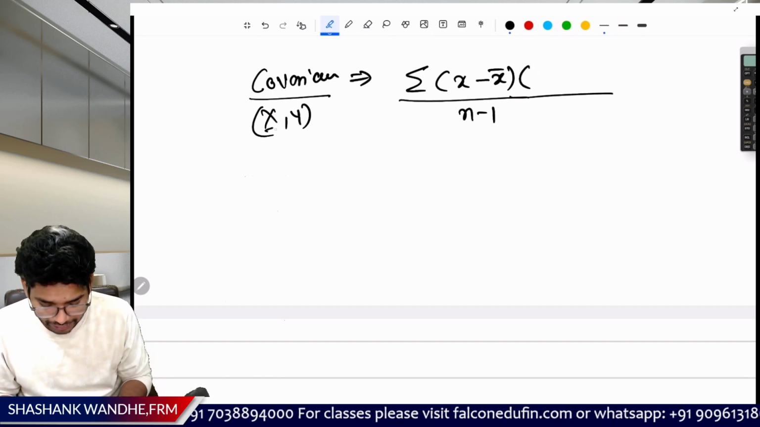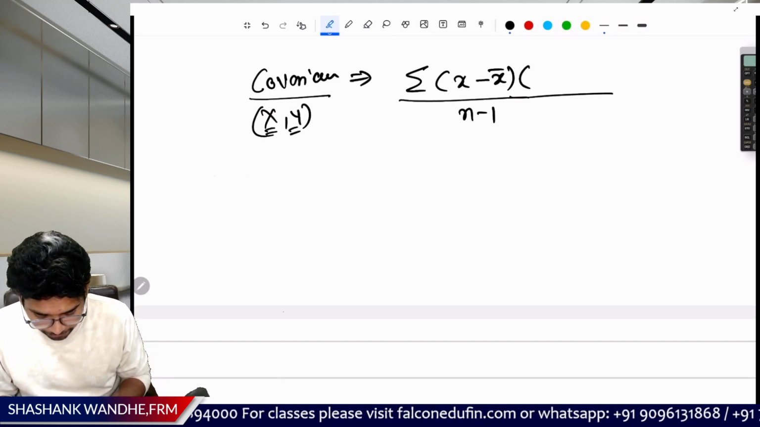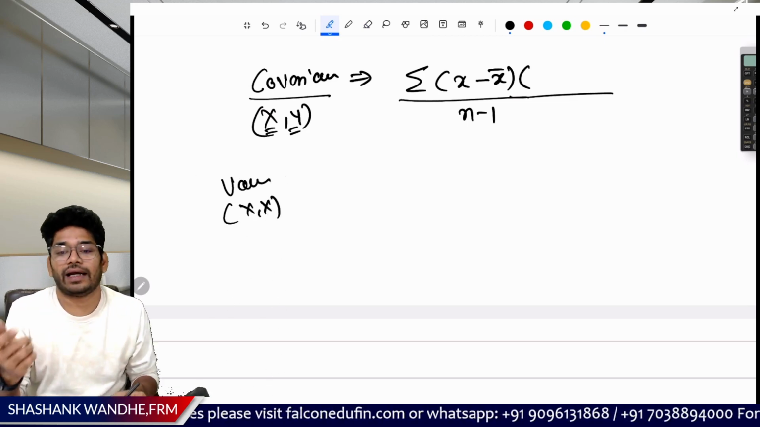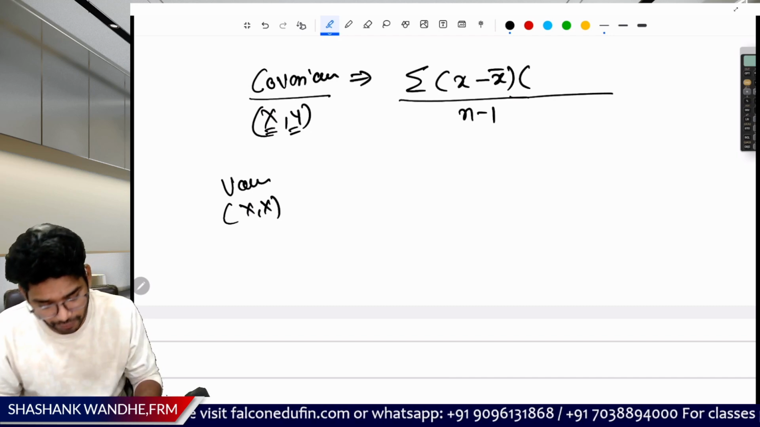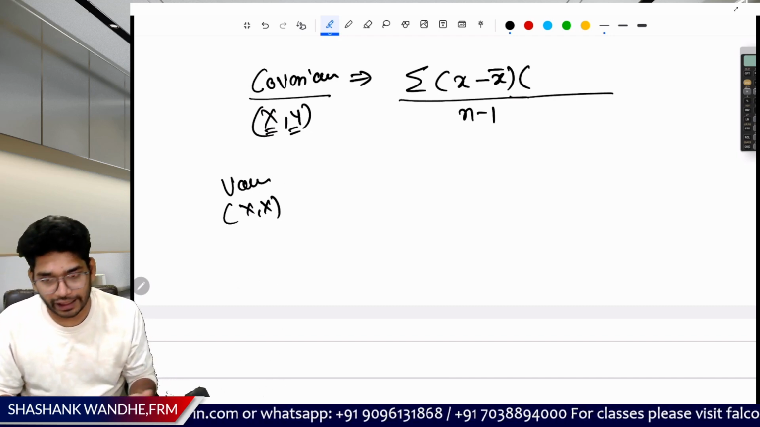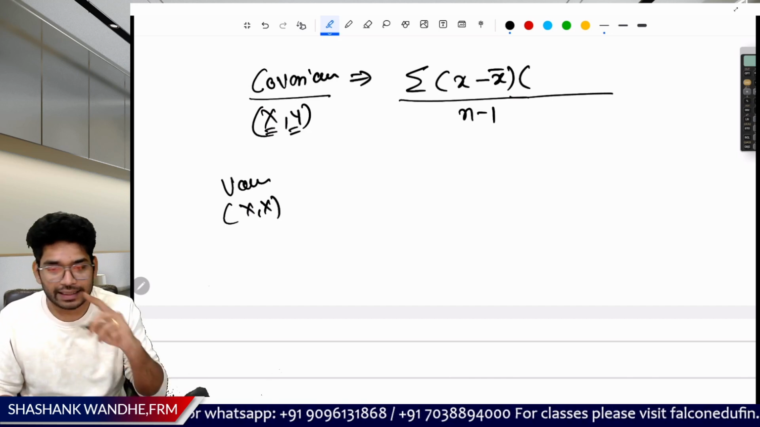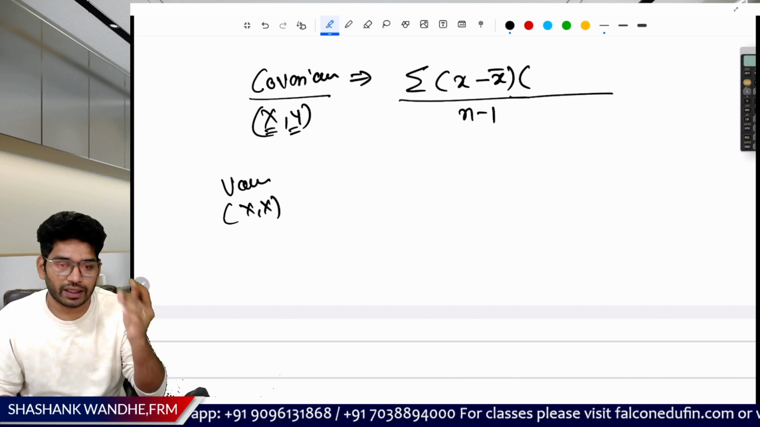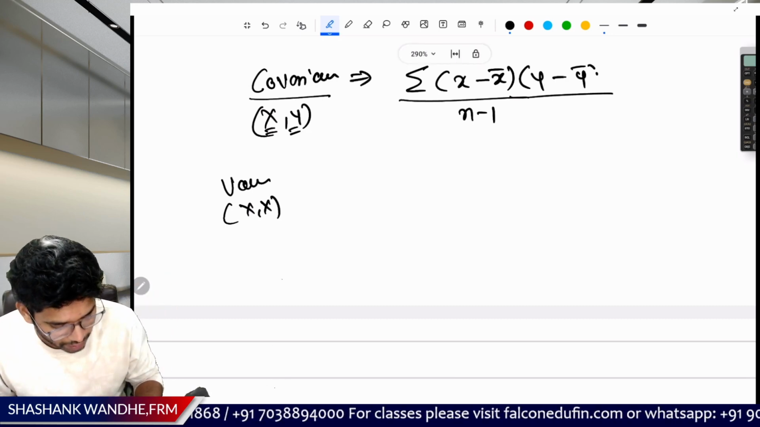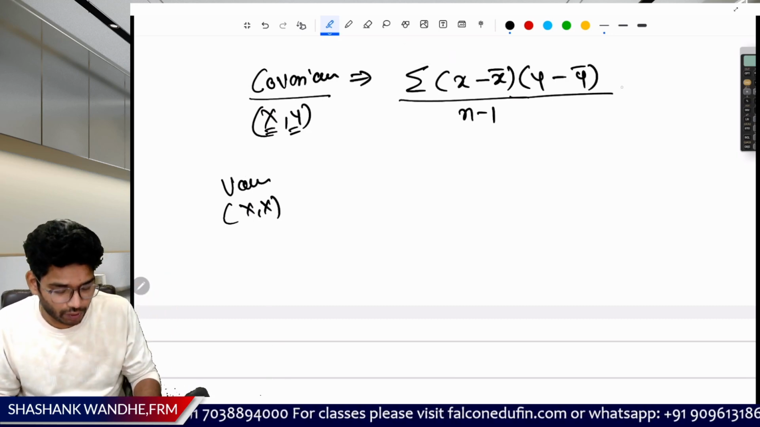And just like if you say the variance is for xx, covariance is for xy, simply use the formula, or simply change the formula for the calculation of the covariance. So variance is for xx, covariance is for xy. So what will happen here? Summation of x minus x bar, y minus y bar. Simple. And now you will get your covariance.